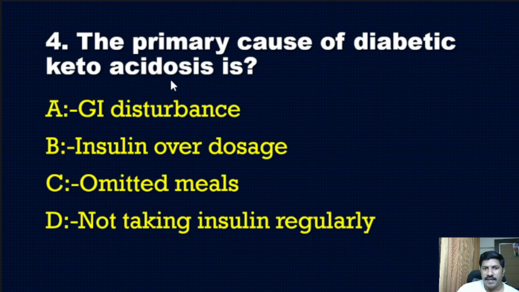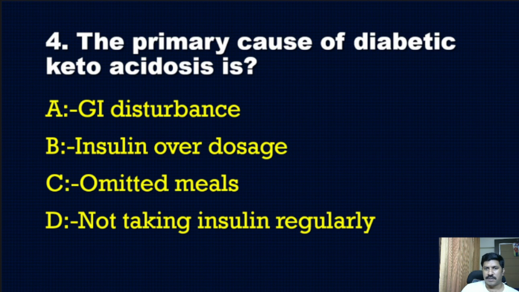Options for the primary cause of diabetic ketoacidosis: GI disturbance, insulin overdosage, omitted meals, not taking insulin regularly. We know diabetic ketoacidosis is mainly due to hyperglycemia, that is, an increased blood glucose level, usually more than 400 to 450. If the blood glucose level is that high, it leads to diabetic ketoacidosis.